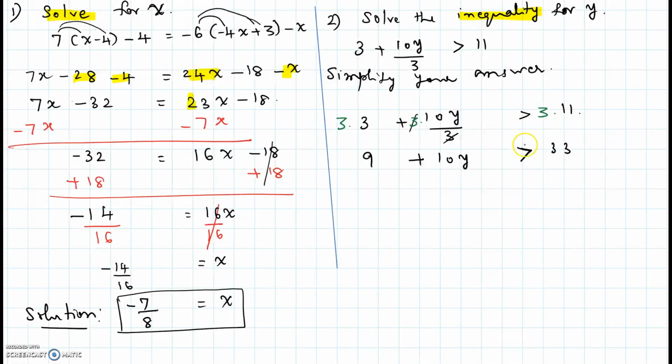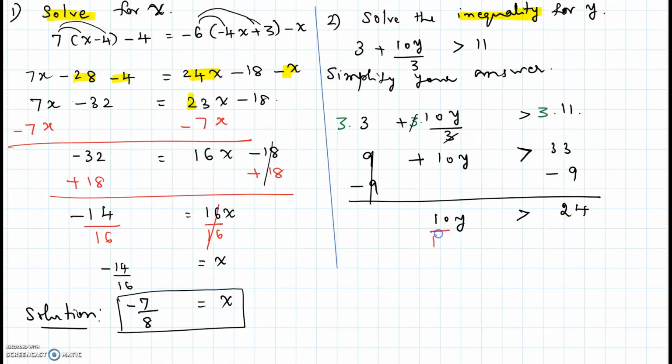So continue carrying this inequality is greater than here. Now subtract 9 on both sides in order to isolate the y. So we get 10y is more than 33 minus 9, which will be a 24.